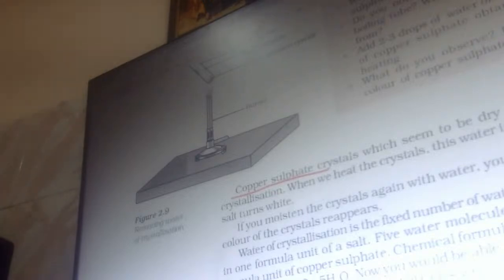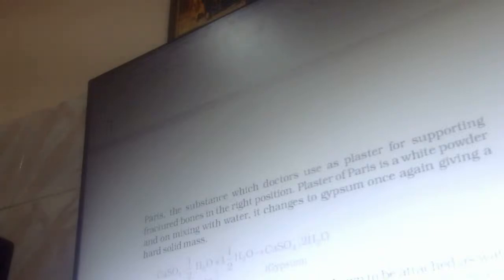I want to know the definition of water of crystallization. It is the fixed number of water molecules present in one formula unit of salt. Okay. POP at 373 Kelvin, the molecule becomes calcium sulfate hemihydrate. Hemihydrate, POP.